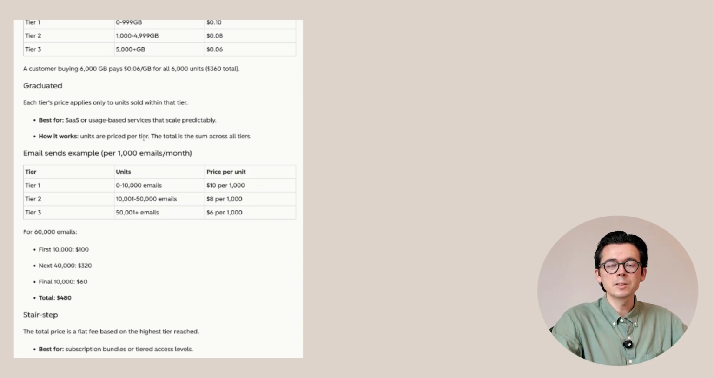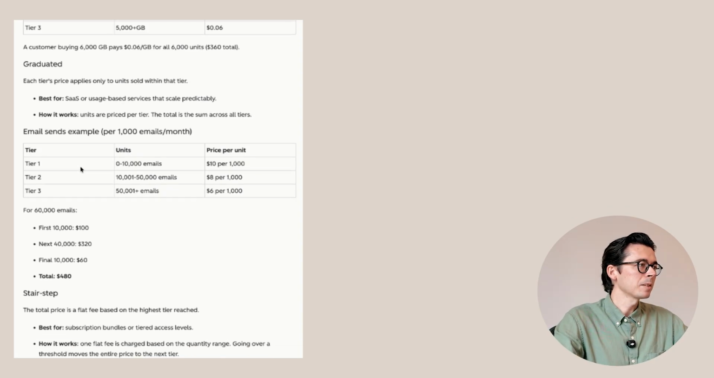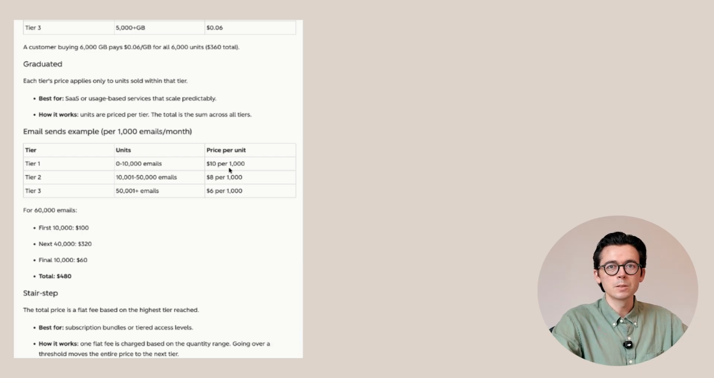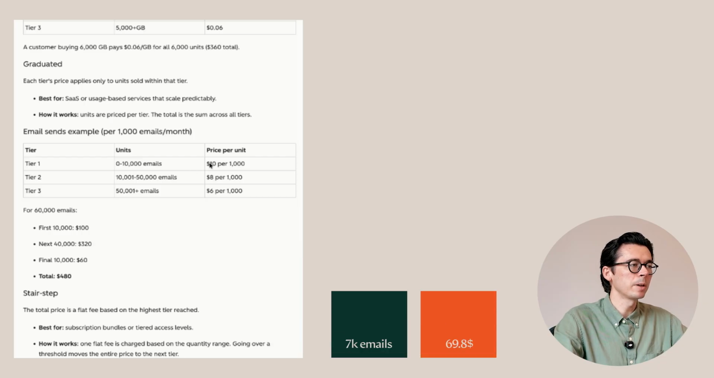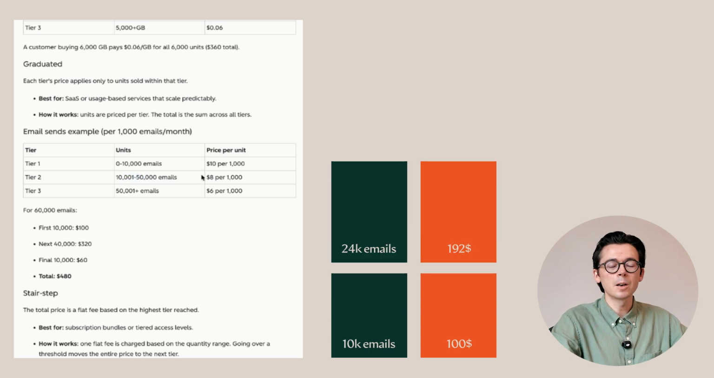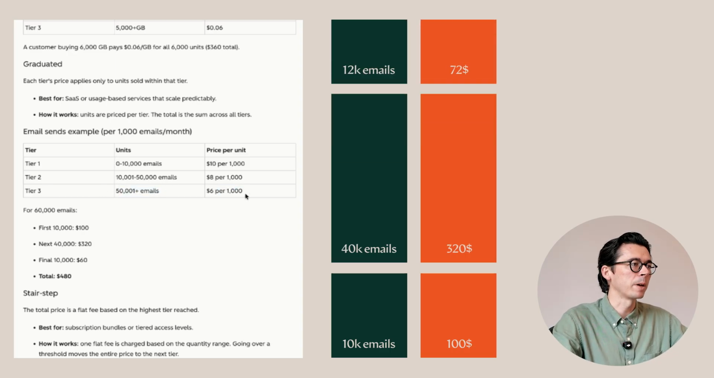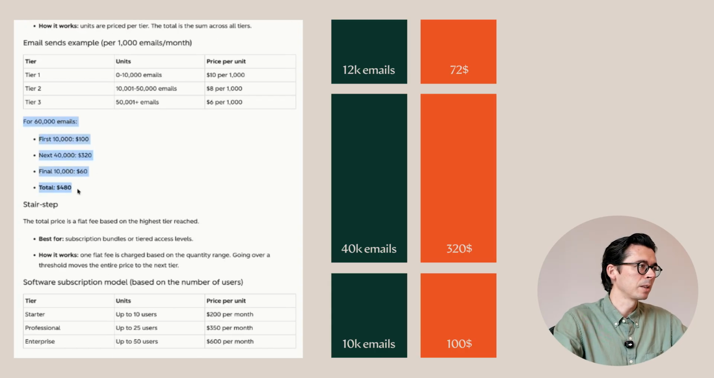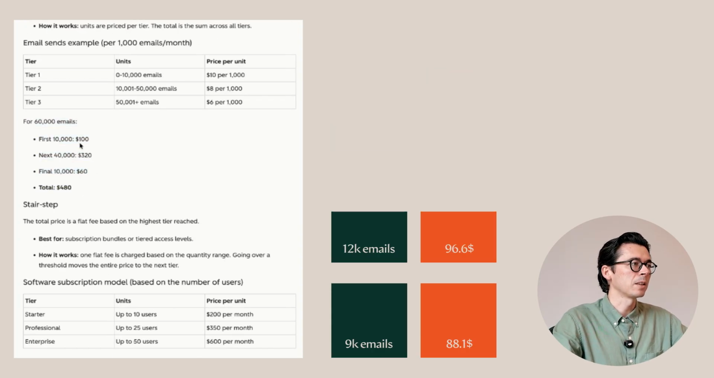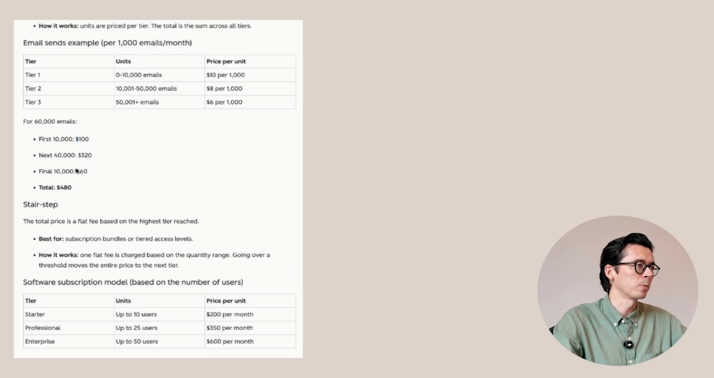Now, the graduated pricing, which is actually what we will use in our example. In this case, the price per unit is for that specific tier. So for example, in this example here, between 0 and 10,000 emails, we're paying $10 per 1,000 emails. Then anything between 10,000 and 50,000 for that specific part will pay $8 per 1,000. And then for tier 3, anything above 50,000 will pay $6 per 1,000. So then you can see how this is calculated. So for the first 10,000, we're paying $100, then $320 for the next 40,000, and then $60 for the final 10,000, which gives us a total of $480 here.